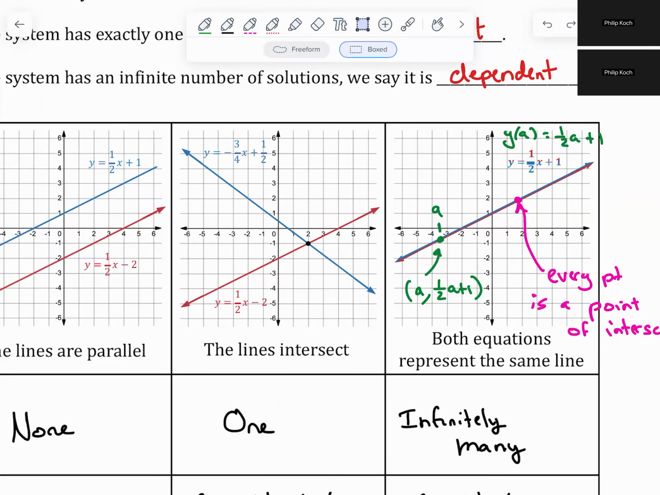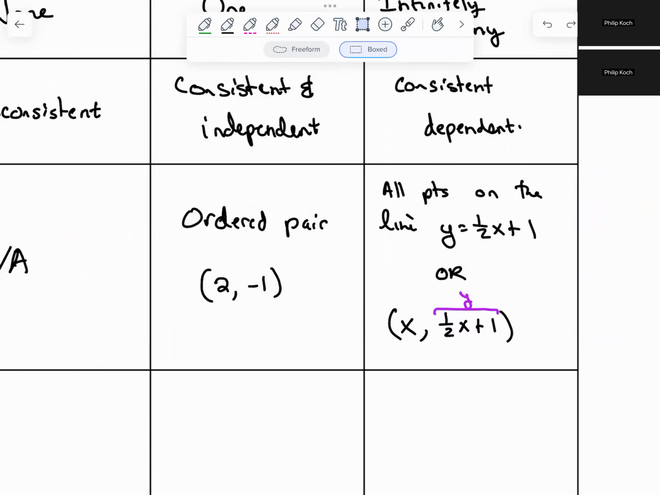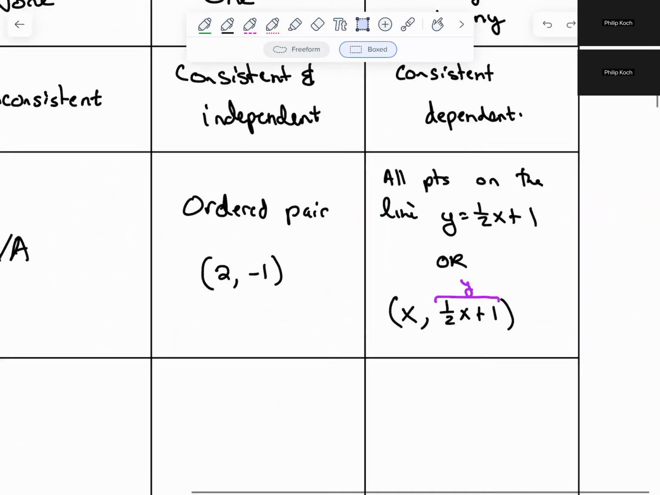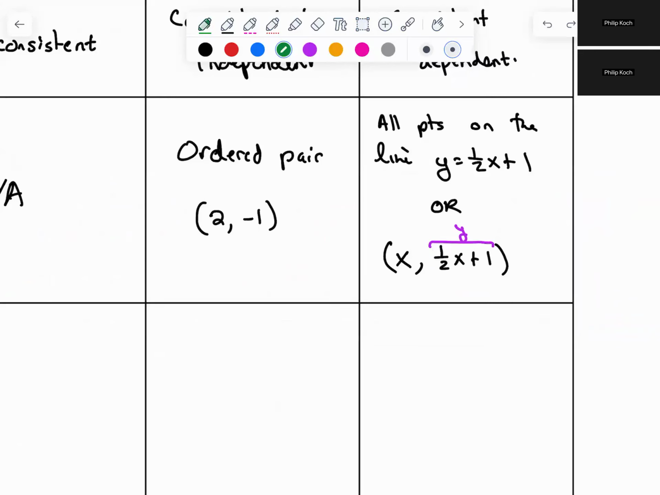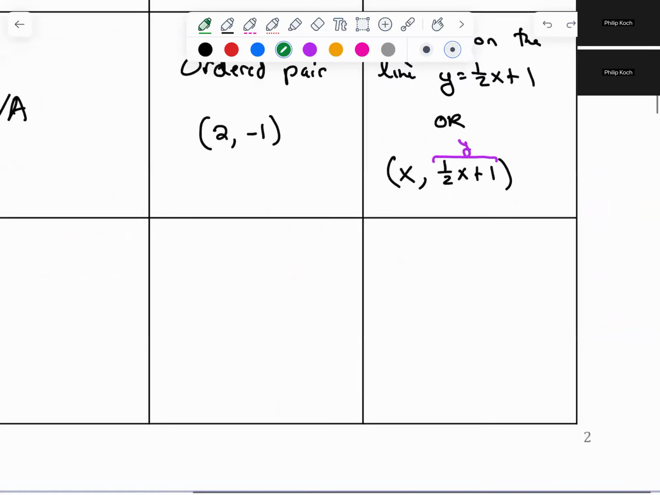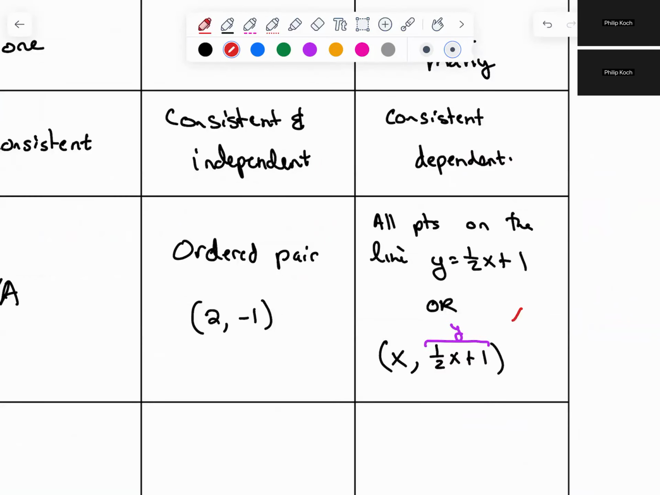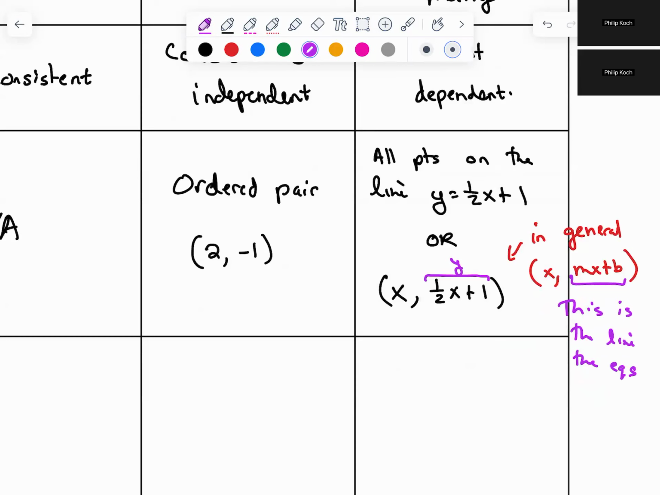Instead of writing it as a, you write it as x because it's dependent upon x. I guess that's the best description of it. So if it asks you to write the solutions to a consistent dependent system, an infinite system, you write it like that. You write x comma the line. In general, it's x comma mx plus b, where this is your line.